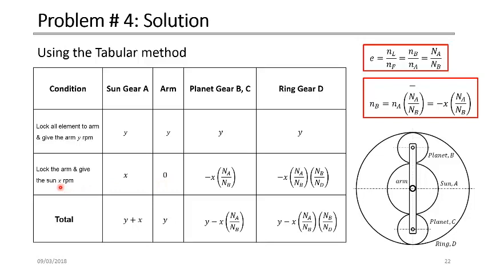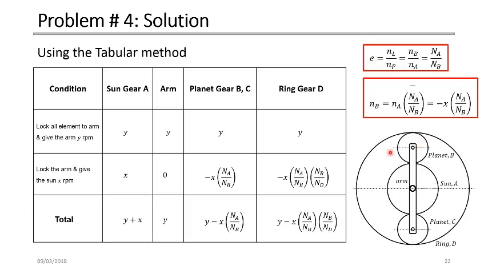Now, if we are given the sun gear A velocity or RPM x value, how can we find the RPM for the planet gear B and the ring gear D? This is our job now. In order to find the speed of the planet gear B or C, because they are identical, you can work on one side only. So we need to remember this equation.